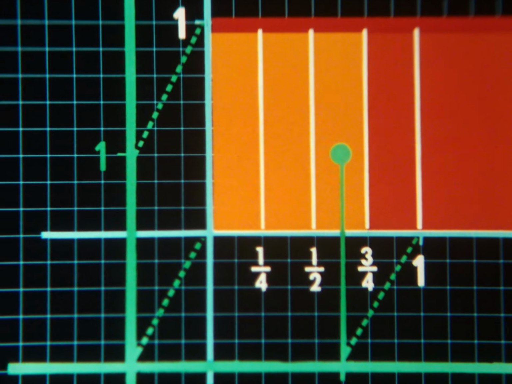As before, we change x by delta x, and look first at the rectangle with base delta x and altitude f of x. Its area, f of x times delta x, is less than or equal to the change delta F of x in the area. Now we look at the rectangle with altitude f of x plus delta x. Its area, f of x plus delta x times delta x, is greater than or equal to delta F of x. Next we divide through by delta x, and find that delta F of x over delta x is between f of x and f of x plus delta x.